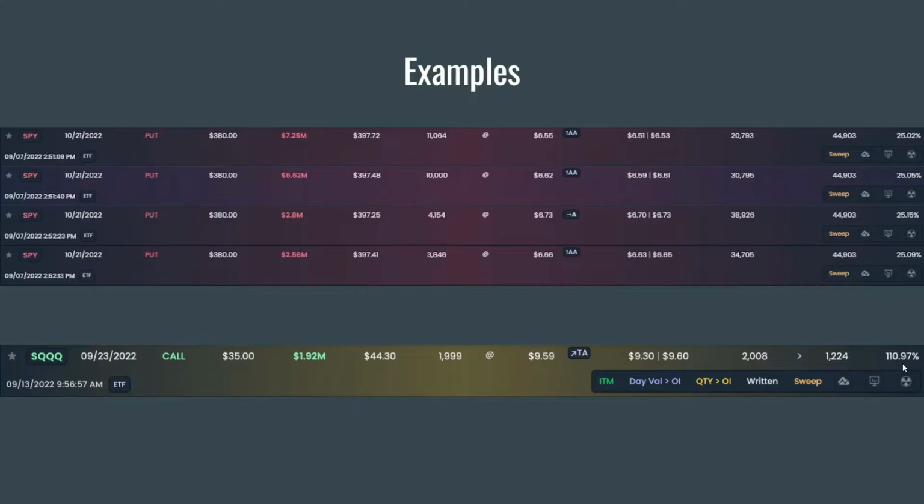So we can't tell whether or not the IV was increasing because of this. But one thing I like looking for is this written symbol here. That means that new contracts needed to be written in order for this trade to be placed, along with the quantity over open interest and daily volume over open interest. These are hinting towards a more aggressive call, as it'll be a lot harder for them to get out of it because their contract quantity is greater than the open interest available.